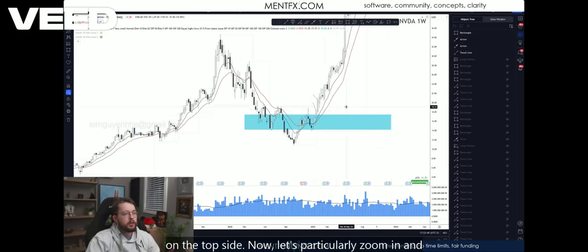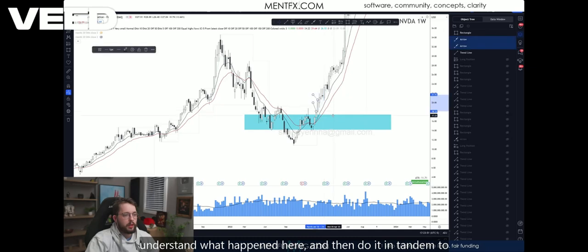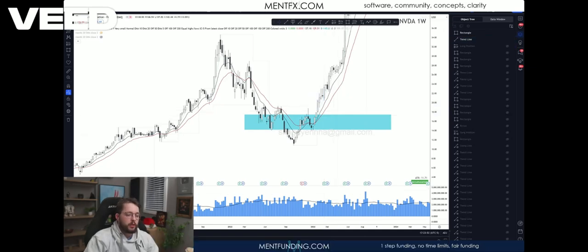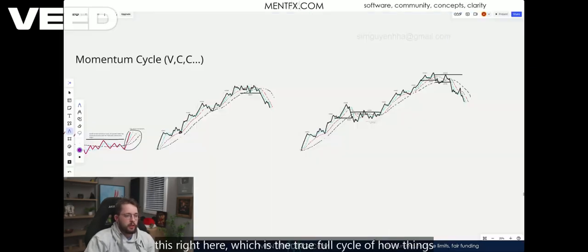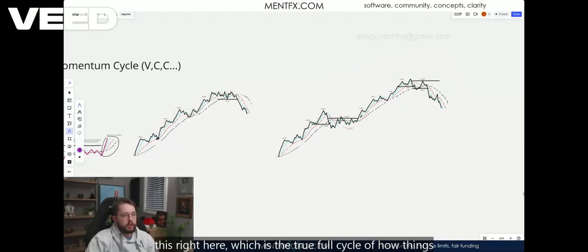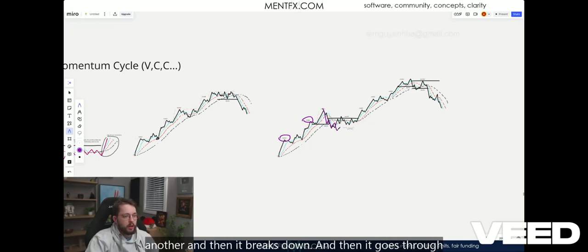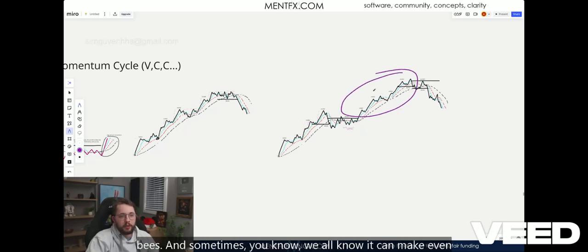Now, let's zoom in and understand what happened here, and do it in tandem with this right here, which is the true full cycle of how things deliver. Sometimes, and actually most of the time, you start delivering in MMBs and price might even just break down, or maybe it starts making another and then it breaks down, and then it goes through maybe a full cycle, right? Because most of the time, prices are not meant to actually go through all the momentum MBs. And sometimes, we all know it can make even more, but it's not meant to do this most of the time.